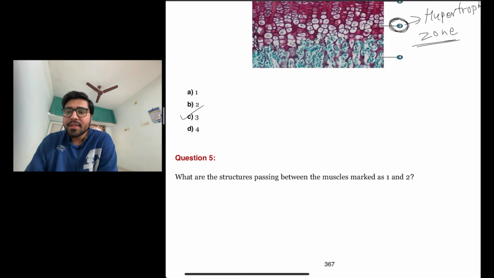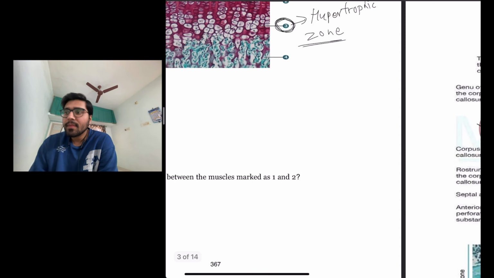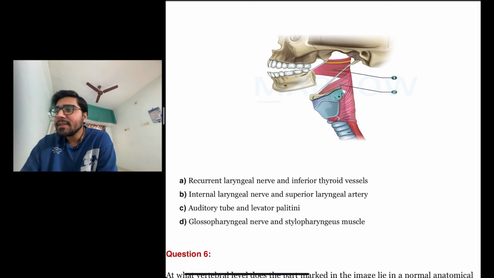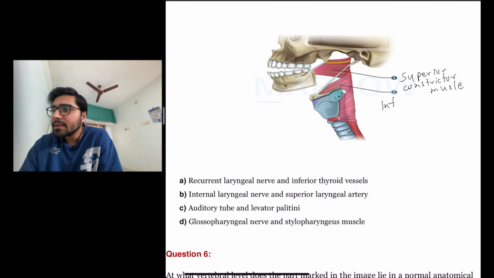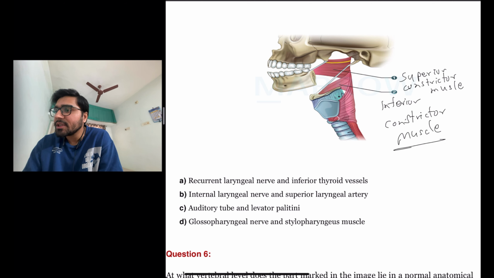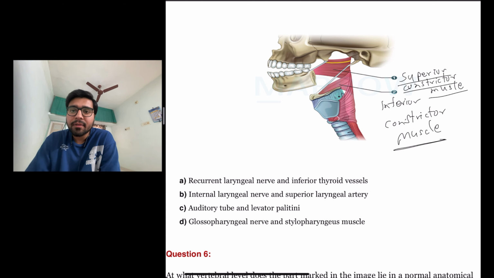The next question is what are the structures passing between the muscle marked as 1 and 2? This one is superior constrictor muscle. This one is inferior constrictor muscle. So the structure that passed between superior constrictor and inferior constrictor is glossopharyngeal nerve and stylopharyngeus muscle. So the answer is D.